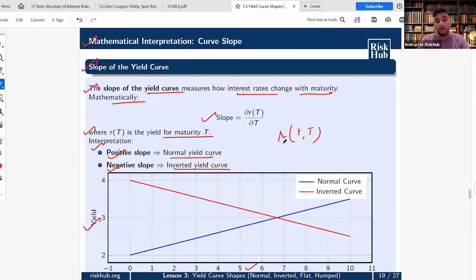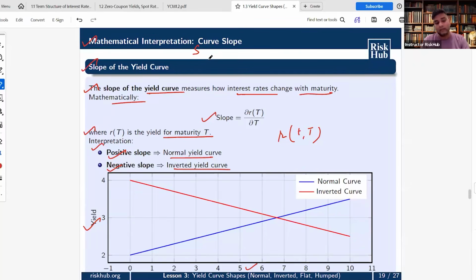The slope is a local quantity, and it has a different value at each maturity. The curve can have positive slope at the front and negative slope at the back. Calling the whole curve normal or inverted from one derivative is only valid when the sign holds across the whole curve, right?